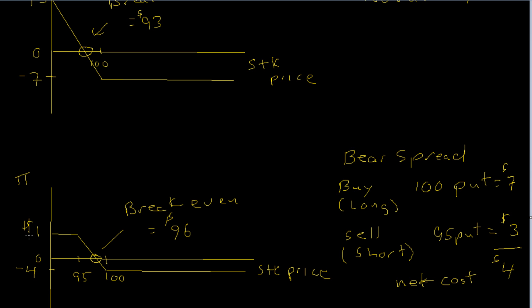Every once in a while you'll be wrong and you'll lose $4, but if you do this often enough and you're correct, you might make $1 and make another $1, and it really enhances your return, and it does so at a fairly inexpensive cost. So this is quite a popular strategy on Wall Street.